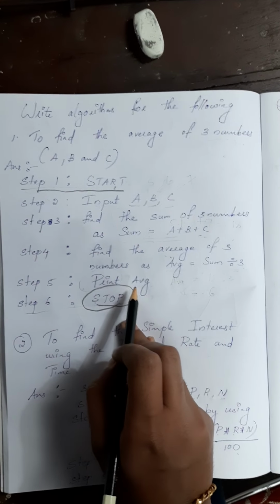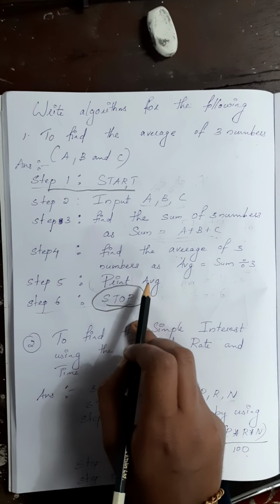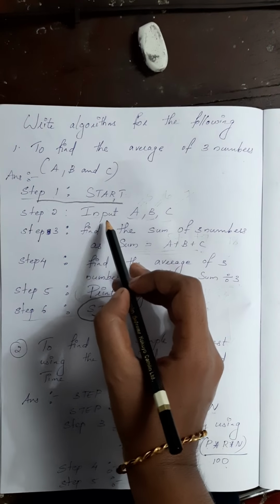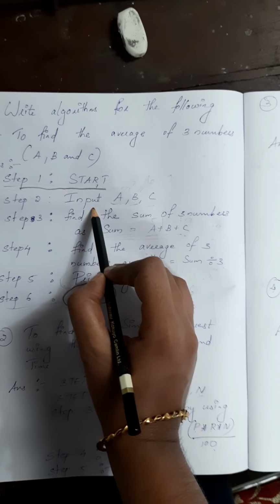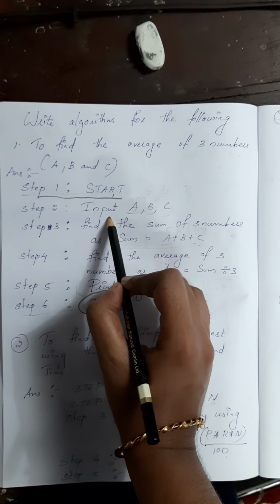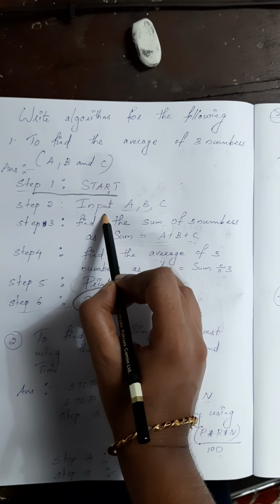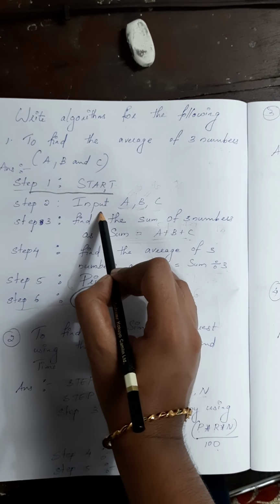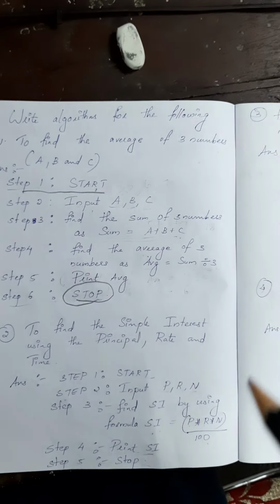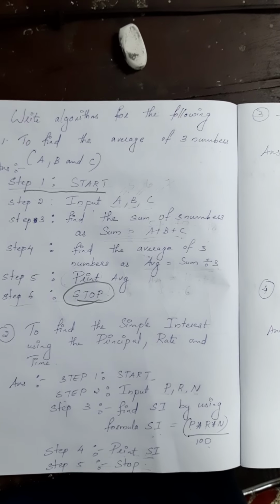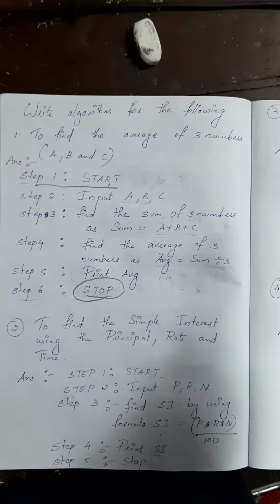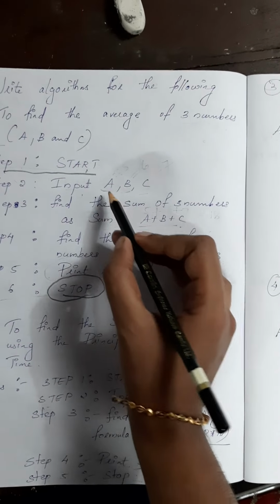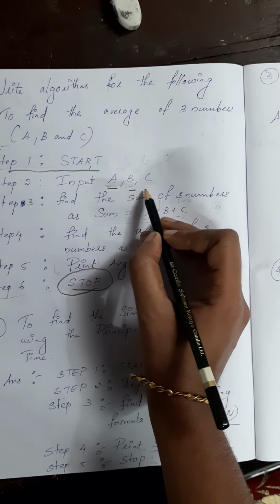So our first algorithm is to find the average of 3 numbers. And I have told you that once you have written the start statement, in the next step you have to give the input for that particular algorithm. Here our algorithm is to find the average of 3 numbers, so I have to provide 3 inputs. And we cannot directly write numbers inside an algorithm. So instead of that, we can use letters like A, B, C, etc.